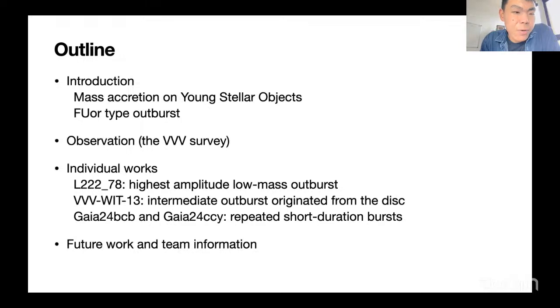And this is the outline of the talk. At the beginning, I will give a brief introduction about mass accretion on young stellar objects. And then we focus on one type of outburst on young stars called the FUor-type outburst. Later, I will give a brief introduction about the VVV survey team and what we have been doing in the past few years, and then some ongoing work, including several individual targets. In the end is the introduction about our future work and about our research team.